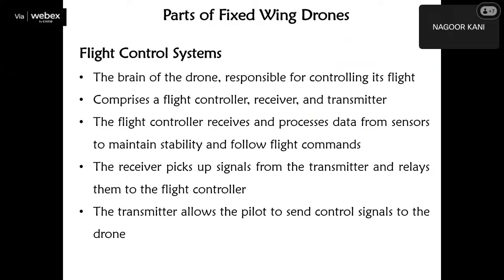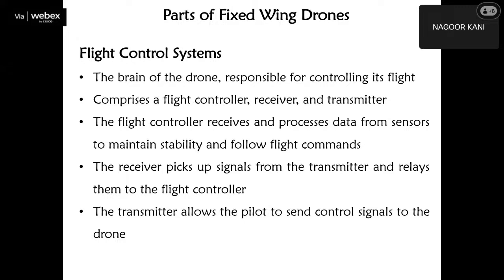So coming to the flight control system. It is the brain of the drone, responsible for controlling its flight, and comprises a flight controller, receiver, and transmitter. The flight controller receives and processes data from sensors to maintain stability. So all the commands, whatever we talked about earlier, all happen through the system. These control systems have one more major part, the ground control station. I will be explaining that in the further slides.